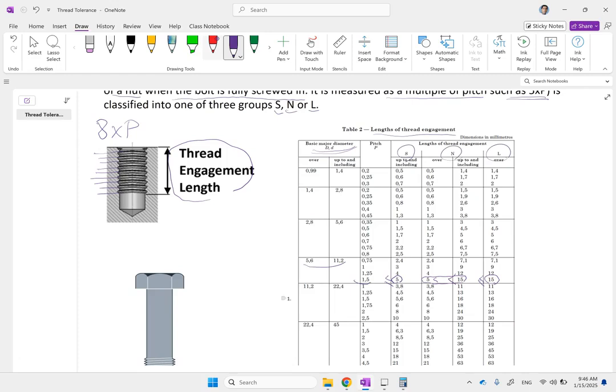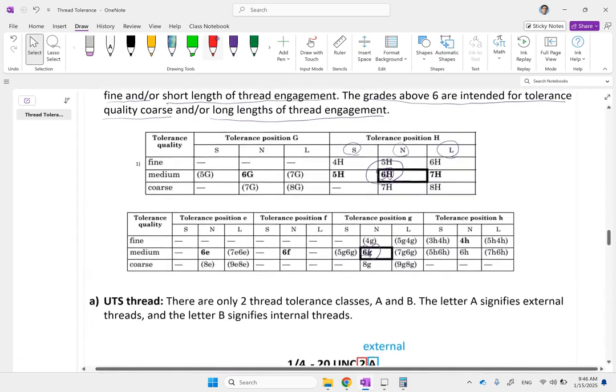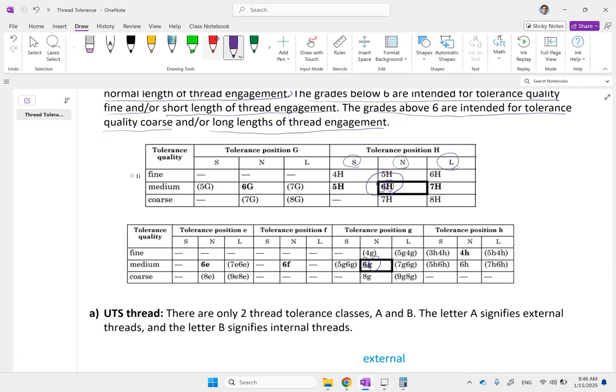Now, when you determine that through this table of ISO 965, now you come back here and take a look. Now, let's say for your application, the quality is important, so you care about the fine or tight tolerance, and the thread engagement is very short. Okay, so it's like a bolt on a nut or something, and you want very high quality. Then for your internal thread, you go with class 4H.